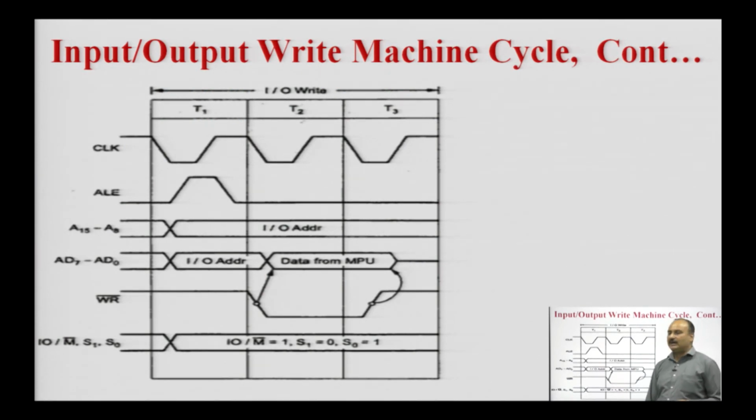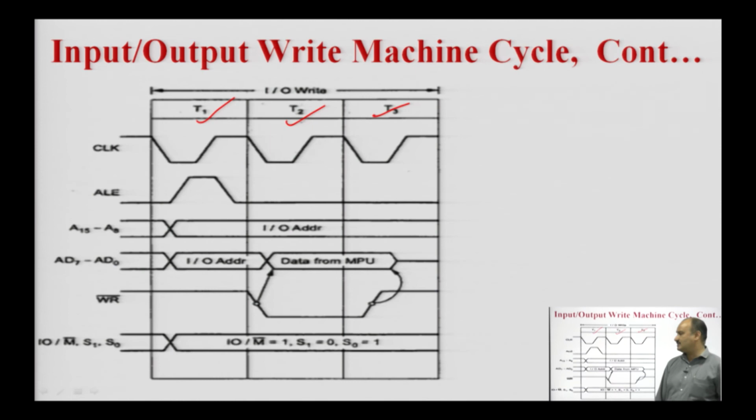The input output write machine cycle is shown in this figure. It consists of 3 T states, that is T1, T2 and T3. During the T1 T state, first the microprocessor will generate the ALE signal to enable the latch. Once the latch is enabled, it will hold the low order address on the low order address bus, that is A0 to A7. With the help of A0 to A15, the processor will carry the 16-bit address, and to enable the input output devices connected with the microprocessor for the write operation, the processor will generate an active low write control signal during the T2 state. This signal will change from logic 0 to logic 1 at the T3 T state.